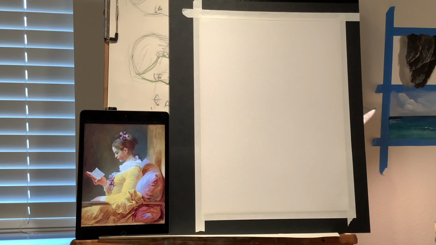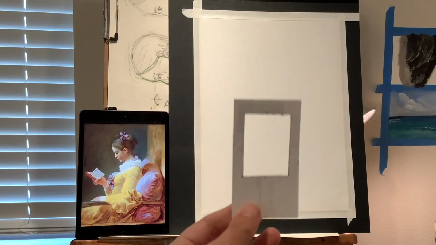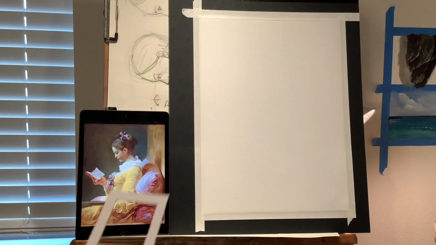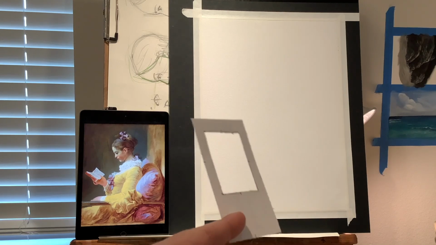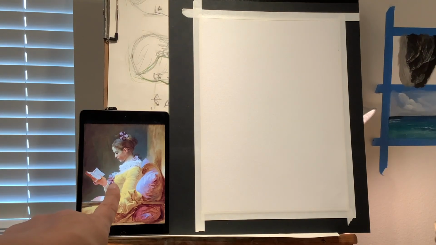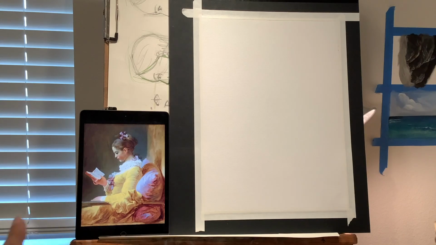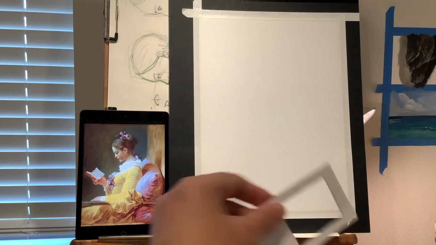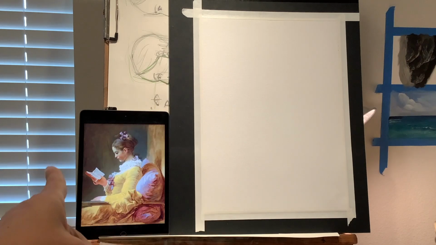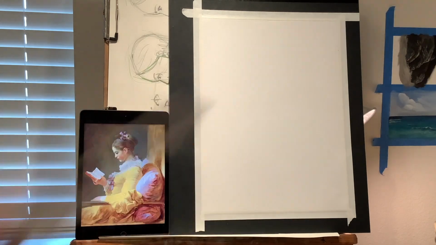Hi everybody. The subject of today's video is viewfinders and how to use them. I have a painting right here. This is by Fragonard, but just for the sake of learning how to use this, let us pretend that this is an actual person sitting in front of me reading a book, and here's my canvas, and I'm going to talk about how to use one of these to translate what you see here onto your canvas.